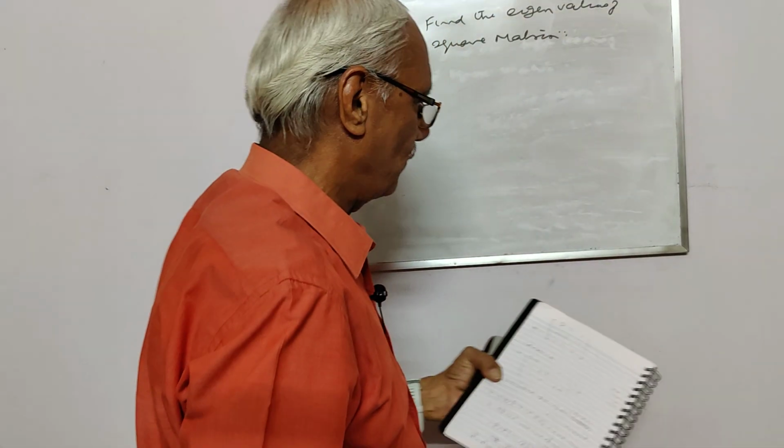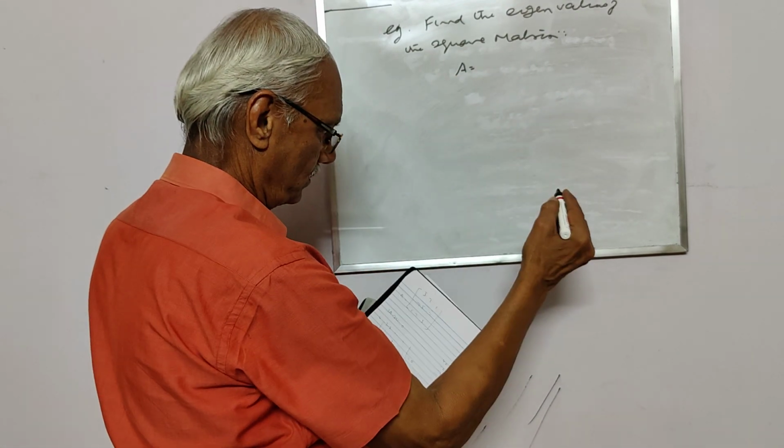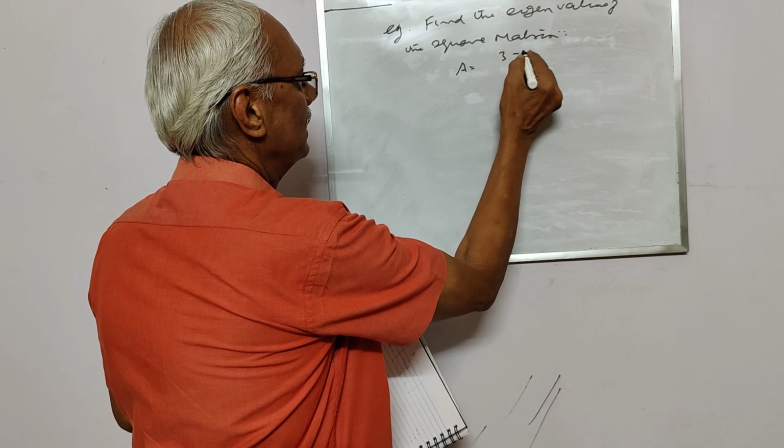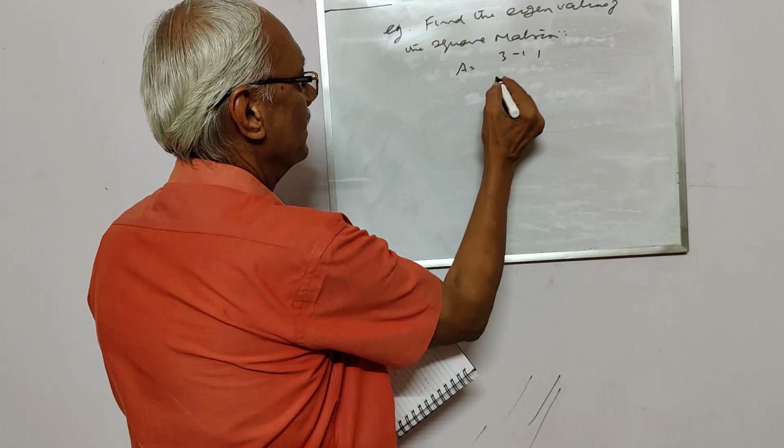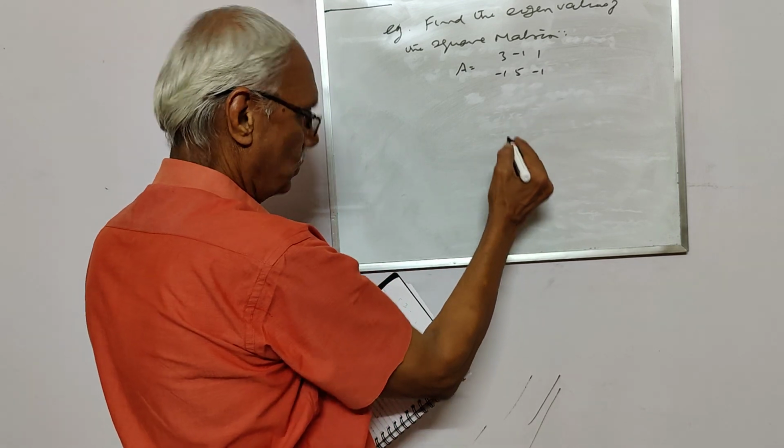Find the eigenvalues of the matrix A, which is equal to [3, -1, 1; -1, 5, -1; 1, -1, 3].